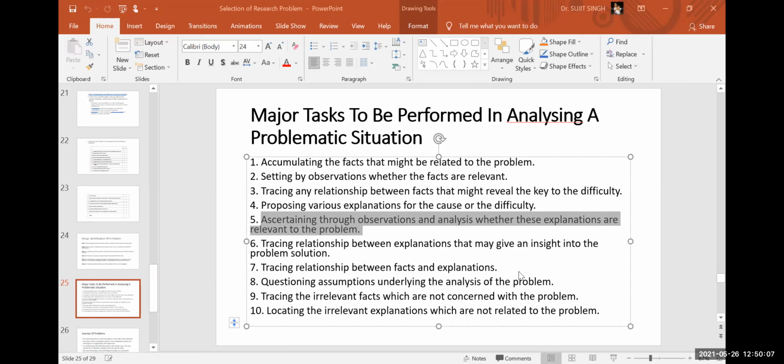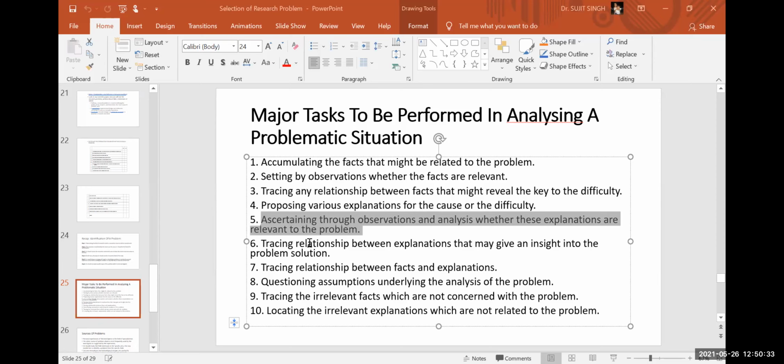Observation means you are going to look at some phenomena happening, collecting the data. That is the observation. Observation doesn't mean that you are just looking. Observation means you are collecting some facts and figures from there. And after analyzing that, you are coming up with some explanation to that problem.